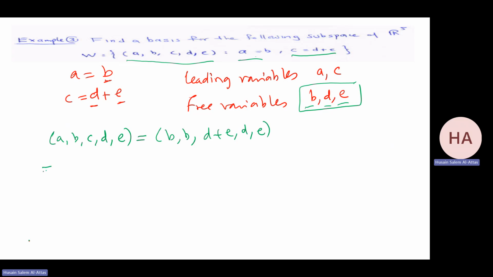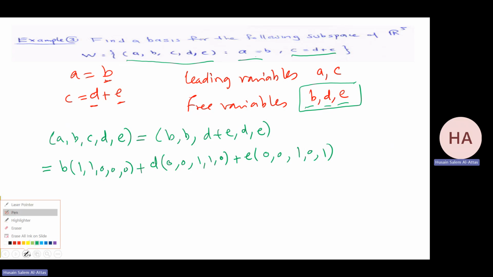So now I take B as a common factor. What will you have? 1, 1, 0, 0, 0. If we take D as a common factor, what will you have? 0, 0, 1, 1, 0. If we take E as a common factor, what will you have? 0, 0, 1, 0, 1.